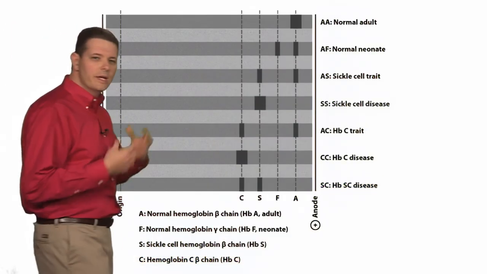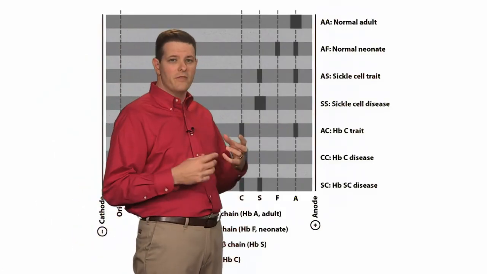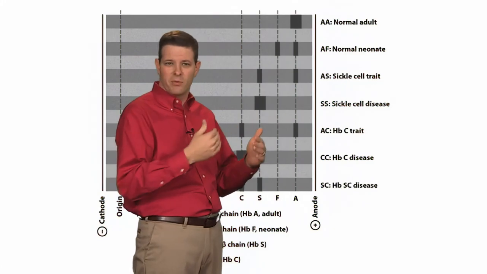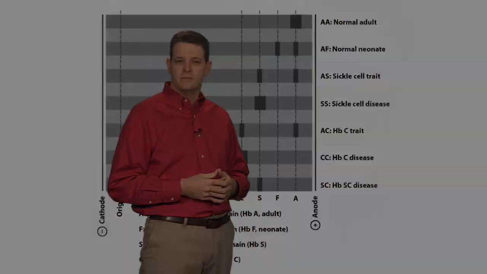So if they give you an image of a hemoglobin electrophoresis gel on your exam, you need to know the order of these bands, and then by figuring out which bands the patient's hemoglobin migrates to, you can figure out the genotype and make a diagnosis.